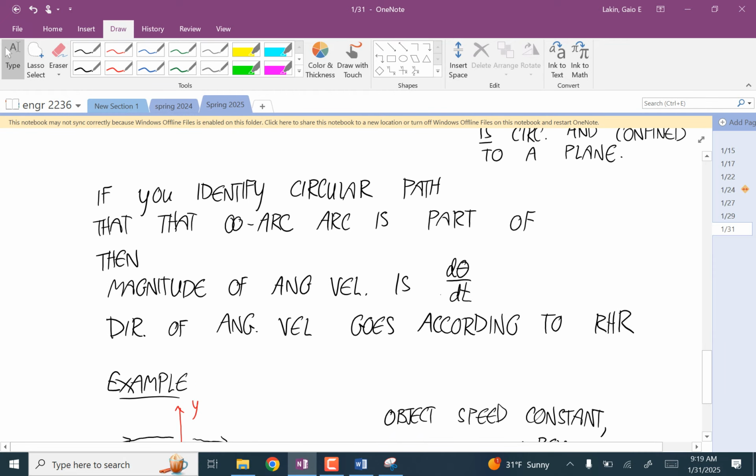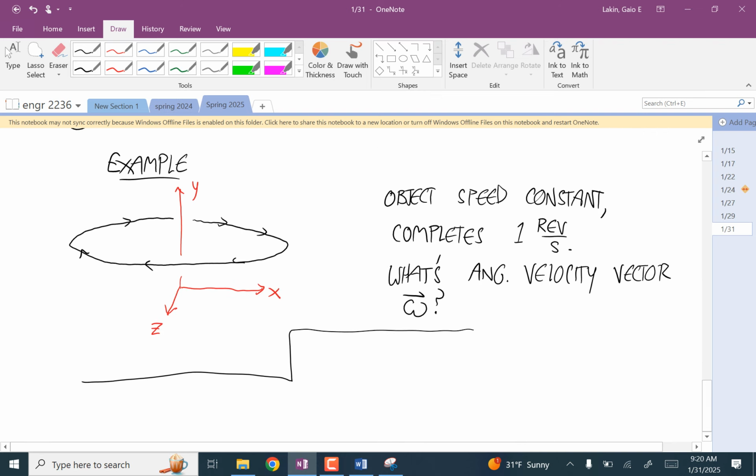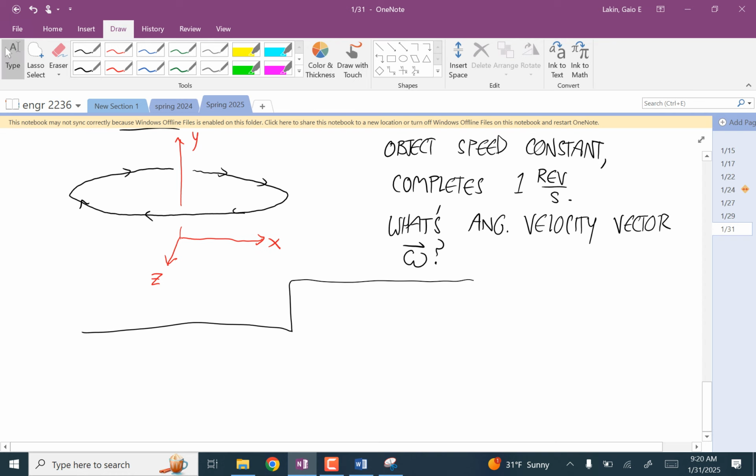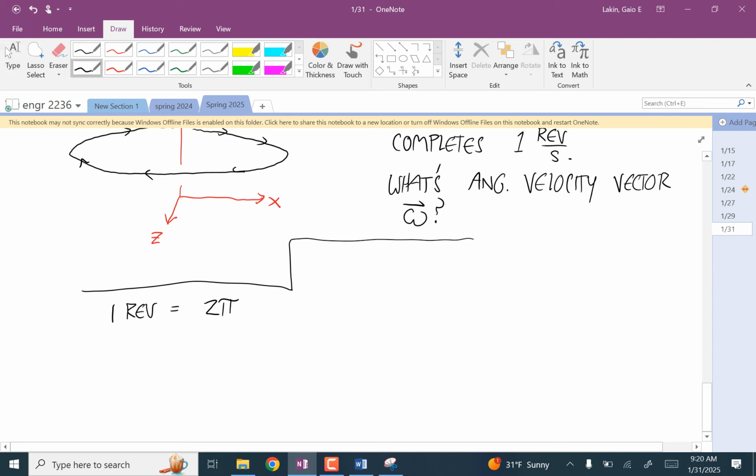Okay, so we're going to go based on these two definitions. The magnitude is the change in angle divided by the change in time. This is in radians per time, by the way. Anytime you're using derivatives with angles, you need to be using radians. And the time, we'll use seconds. If it's completing 1 revolution per second, 1 revolution is how many radians? 2 pi. And it's doing that every second, so the magnitude is 2 pi radians per second.